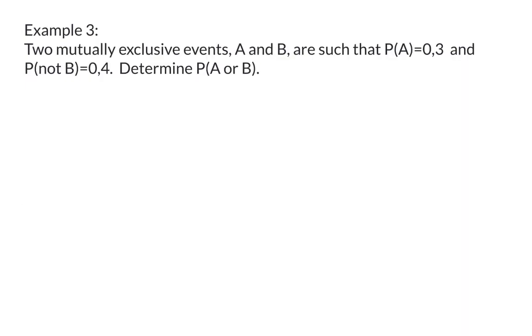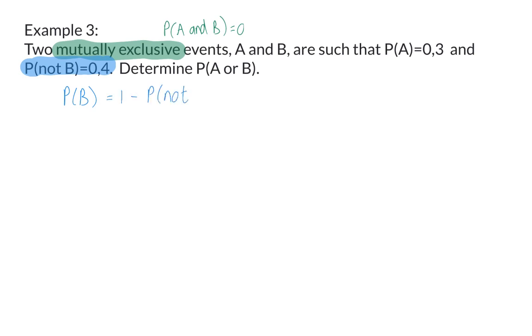Example 3. Two mutually exclusive events, A and B, are such that the probability of A is 0.3 and the probability of not B is 0.4. Determine the probability of A or B. Here we need to realize that the two events are mutually exclusive, which means the probability of A and B is 0. The probability of A is given, but the probability of B is not given. We can, however, work with the fact that the probability of not B is 0.4. So the probability of B will be 1 minus the probability of anything that is not B, and that is 1 minus 0.4, so the probability of B is 0.6.